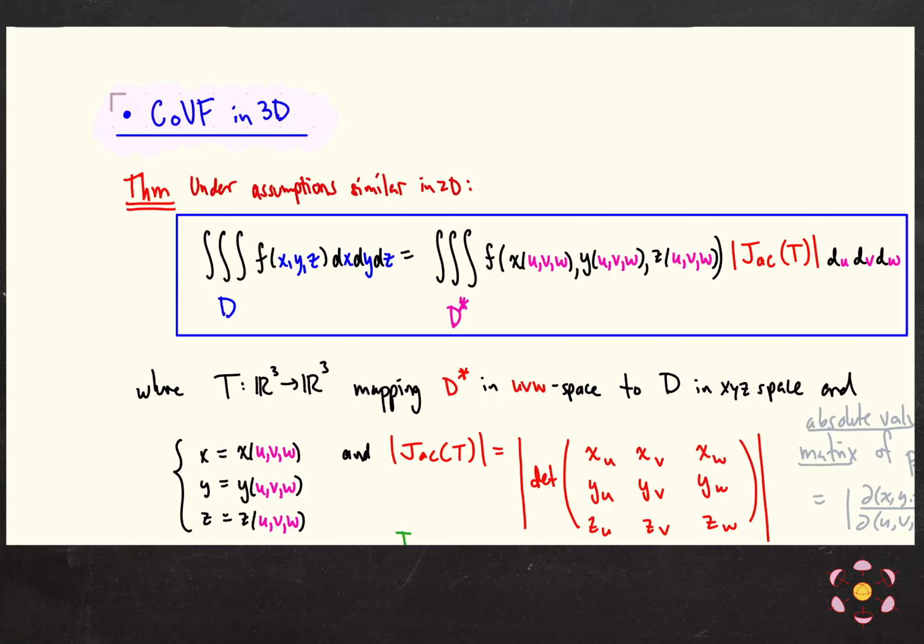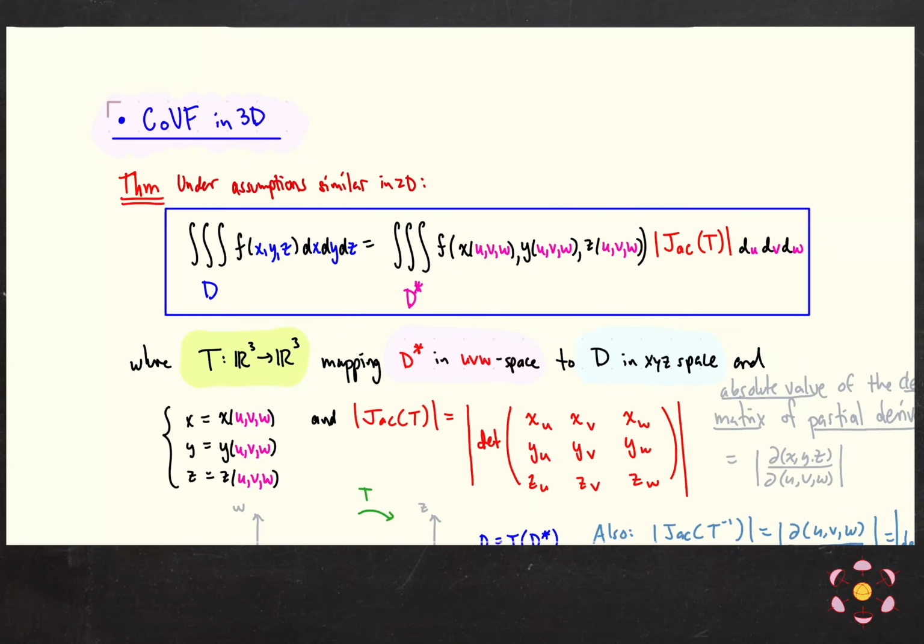Well, this time we're going to have a transformation T going from 3 dimensions into 3 dimensions. Okay, we're going to assume that D star in the UVW space is mapped into some sort of region D in the XYZ space. The technical requirements are we're going to assume that T is 1 to 1 on D star. And another technical requirement is that the Jacobian of T, which I'll define in a second, is never 0 on D star.